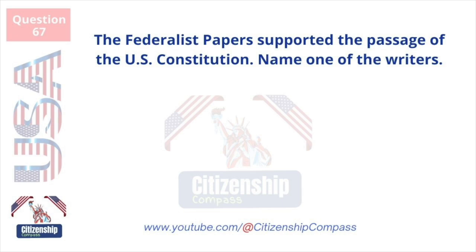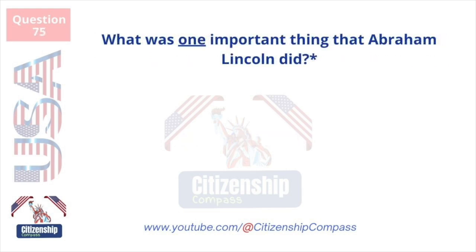The Federalist Papers supported the passage of the U.S. Constitution. Name one of the writers. James Madison. What was one important thing that Abraham Lincoln did? Freed the slaves.